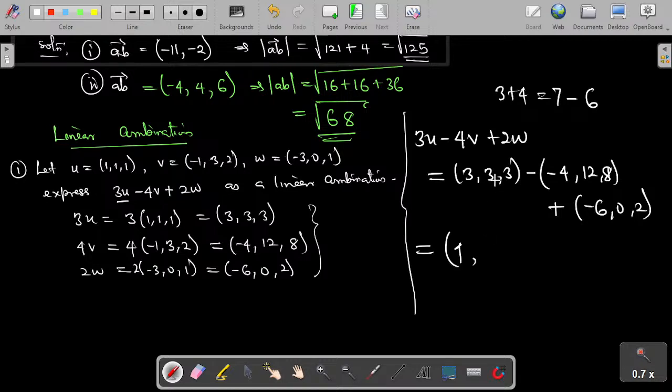And comma, you go to the second component. You will do 3 minus 12 is minus 9. Then you will now do minus 9 plus 0, and that will give you minus 9. Then comma, finally, you will now do 3 minus 8 is minus 5, and then you do minus 5 plus 2, that will give us minus 3. And that is the solution. Remember that this thing is 1, no, not 7.